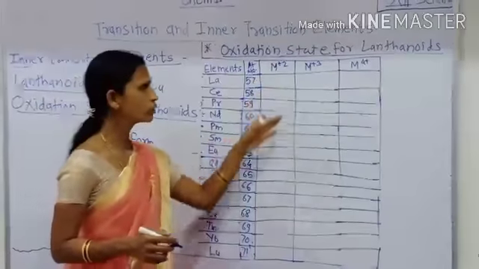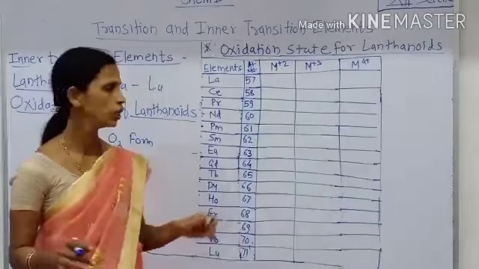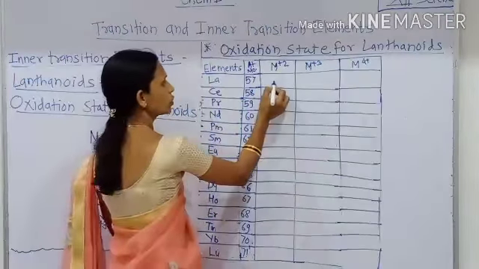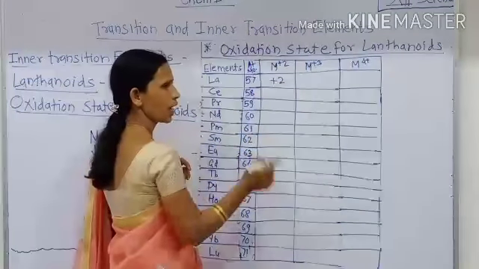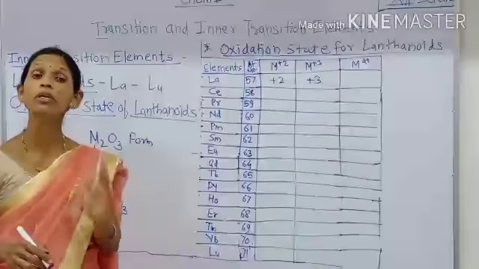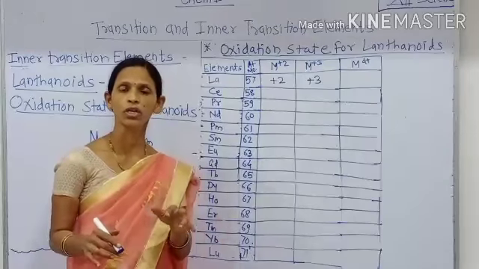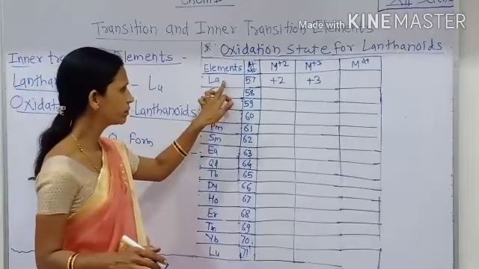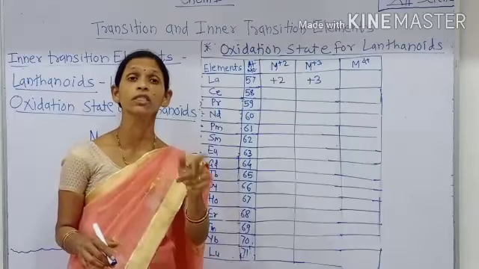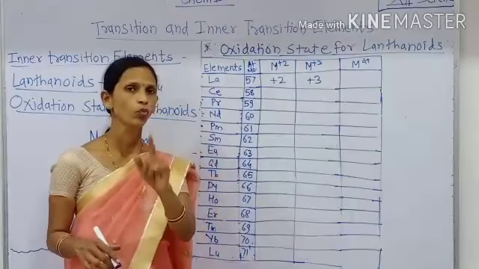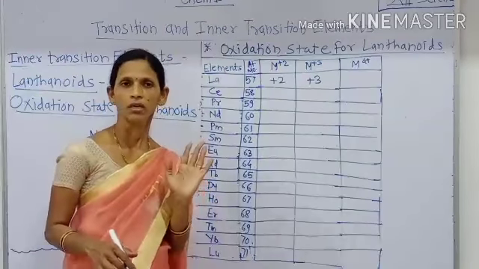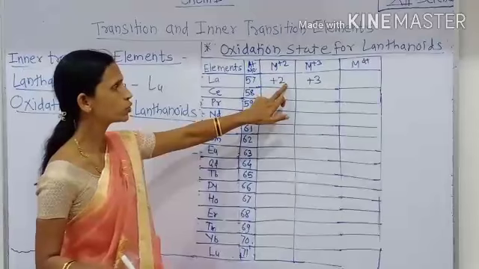The common oxidation states shown by the lanthanoids are +2 and +3. For this purpose, we have to recall the electronic configuration of lanthanoids. For lanthanum, when it shows the +2 oxidation state, it loses 2 electrons from the 6s orbital. Then it loses 1 electron from 5d. When it loses 2 electrons from 6s, it forms the +2 oxidation state.